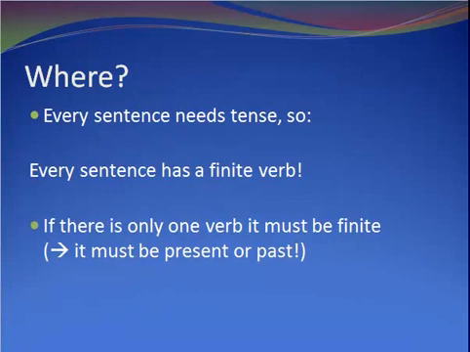Okay, so we've got these finite forms of verbs. So where do they occur? Well, every sentence needs tense, and so every sentence is going to have a finite verb. And that means that if there's only one verb, it must be finite. So it must either be present or past.